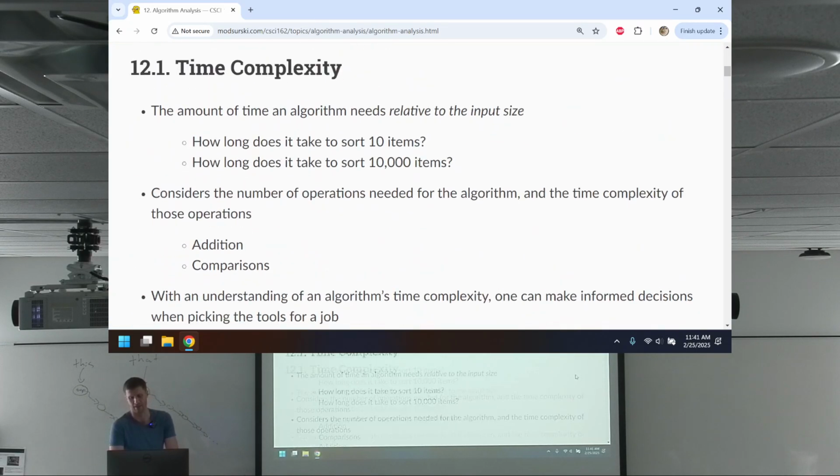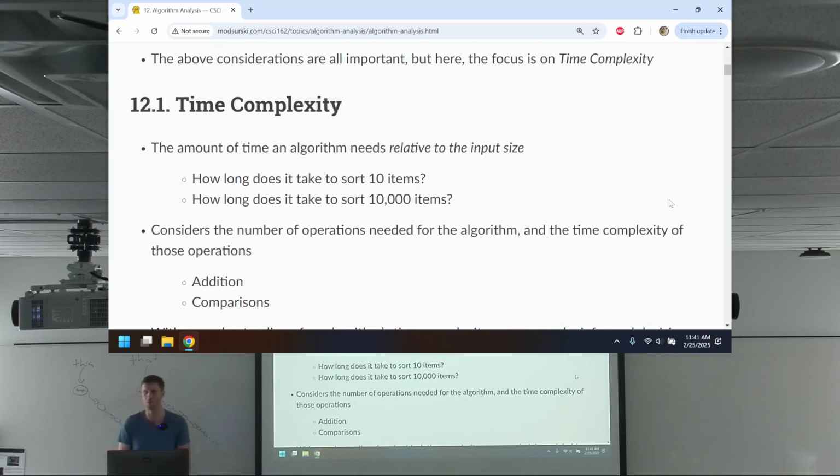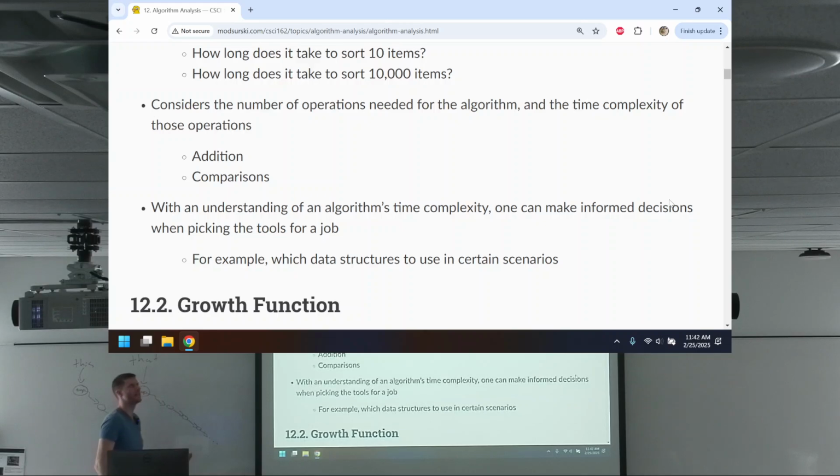Yeah. All right. And then we start talking about algorithm analysis. Is this looking familiar to you? Okay, good. All right, so algorithm analysis. But what does it mean for one algorithm to be better than another algorithm?